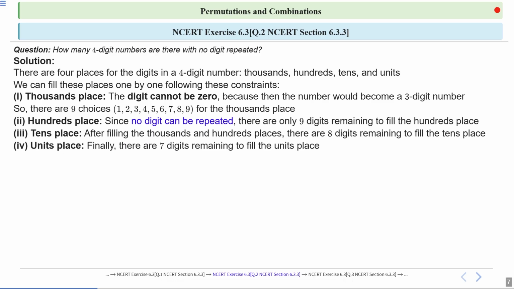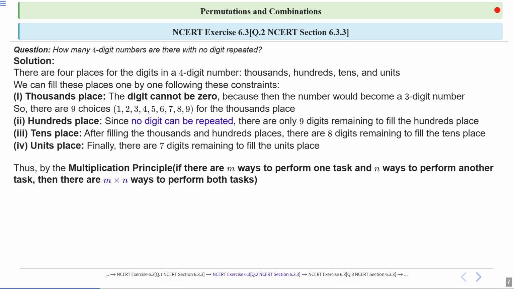Now finally for the units place, after filling the thousands place, hundreds place and tens place, we have 7 digits remaining. So we now have 7 digits left to choose from for the units place. Clear? I hope it's clear to all of you.